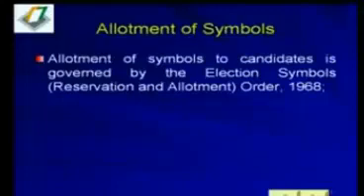The allotment of symbols to the candidates is governed by the provisions of the Election Symbols Reservation and Allotment Order 1968. This is an order which the Election Commission has made. It's not in the Act or in the rules, but we have invoked the provisions of Article 324, which gives us all powers, and also Rules 5 and 10.